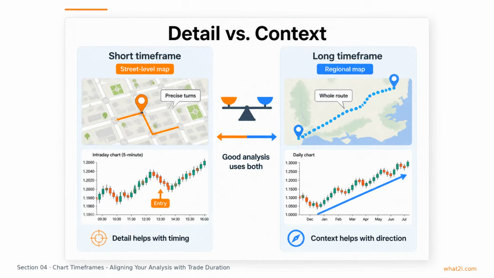A helpful way to think about time frames is to compare them to different kinds of maps. A short time frame is like a street level map. It shows fine detail and can help you with precise timing. A long time frame is like a regional map. It gives you the broader route and overall direction. If you only use the street level view, you may lose sight of where you are going. If you only use the regional view, you may miss the turn right in front of you. Good analysis usually needs both perspective and precision. For swing traders, that means balancing detail for entries with enough context to understand the larger trend.